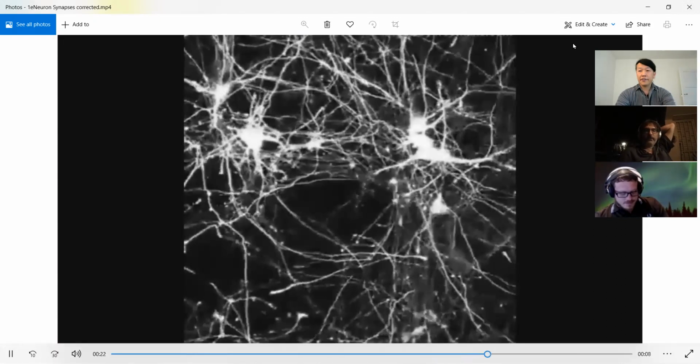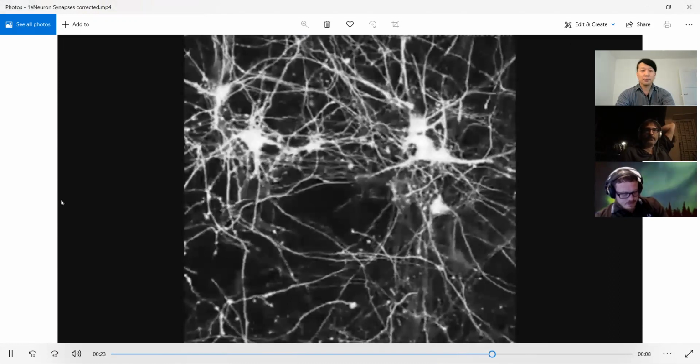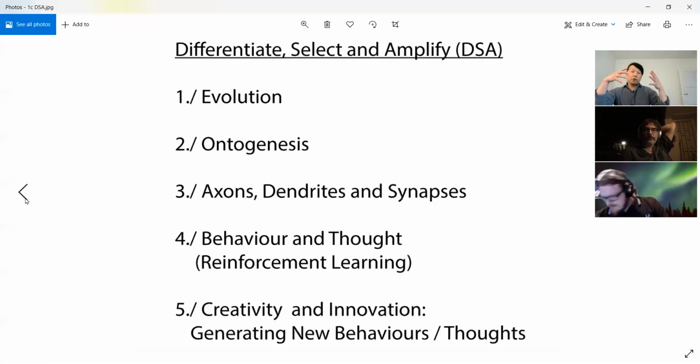Now, the significance of this is basically, what is this neuron moving? Well, what it is, it's neurons literally physically differentiating into space. Can you see that?